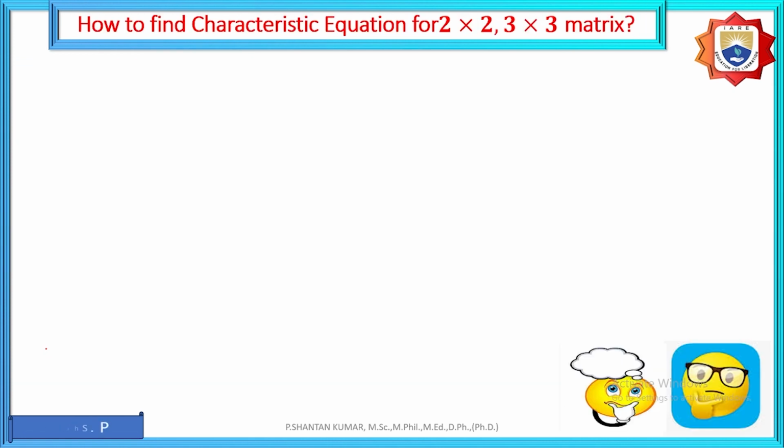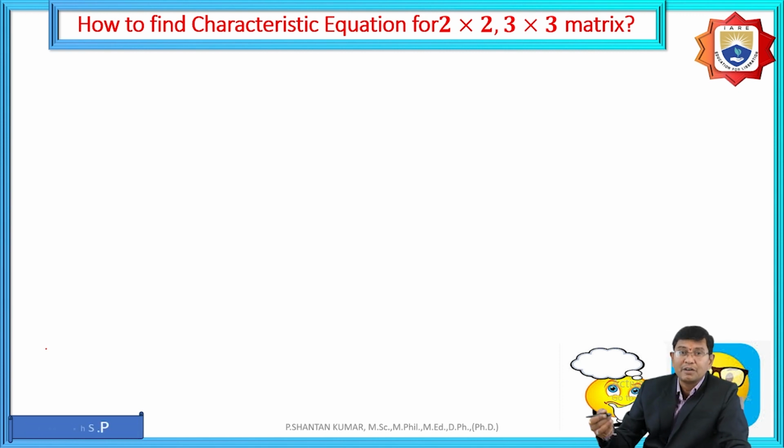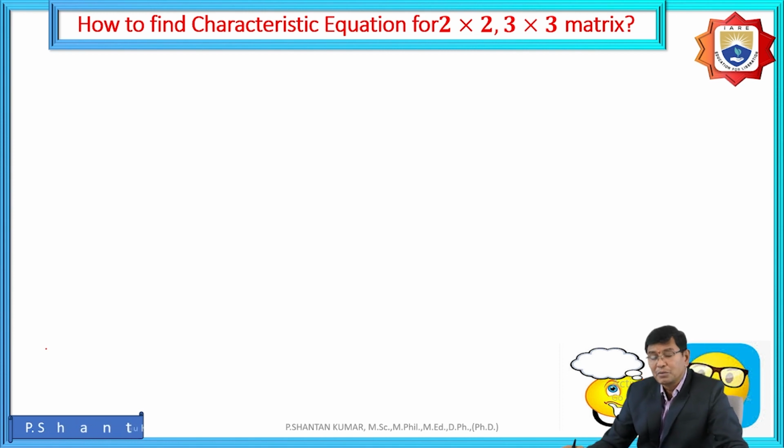Now, we need to find out how to find the characteristic equation for a 2 by 2 matrix and a 3 by 3 matrix. Because today we are going to discuss particularly the eigen values of a given matrix. It may be a 2 by 2 matrix or a 3 by 3 matrix, and similarly 4 by 4 and 5 by 5, the procedure is the same.